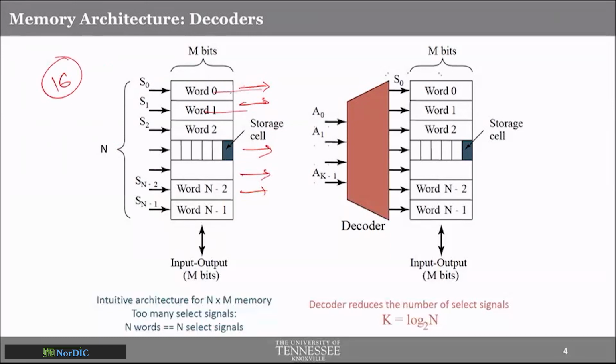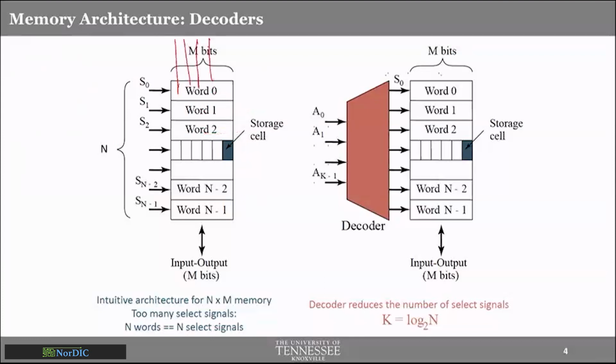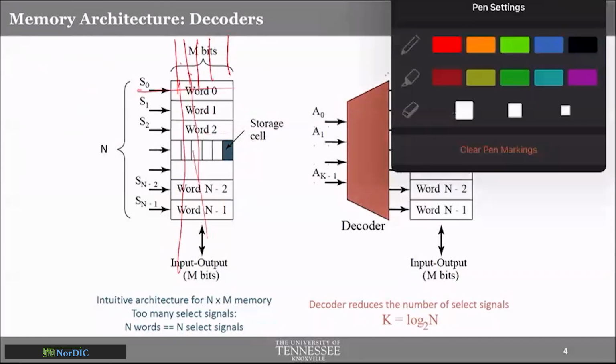Say word 0, word 1, word 2. These are essentially rows. And what you don't see here, but they're there, is that you also have different columns. So cells have a unique row and a unique column. These intersections will matter.